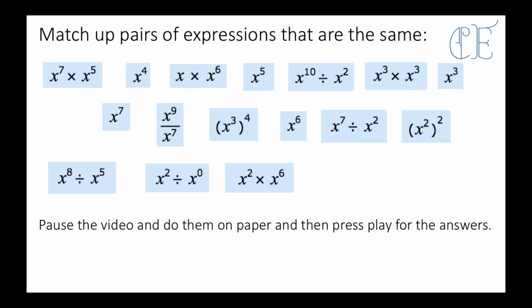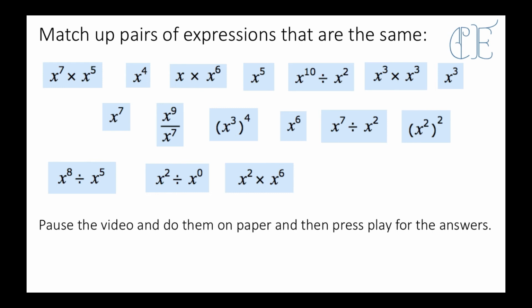So your last task, pause the video, and I want you to try and match up the answers. You've got something like this, and there'll be an answer in there for it. If I did one for you, for example, this is a division, so we take away: 7 take away 2 is 5, so there should be an x to the power of 5 somewhere. Yes, there it is. So just write them down on paper, and I'll show you the answers in a second.